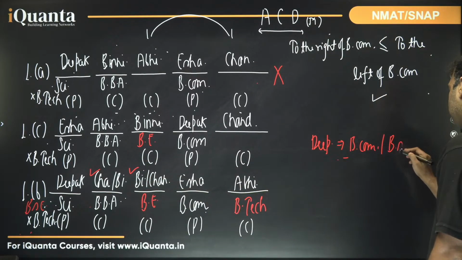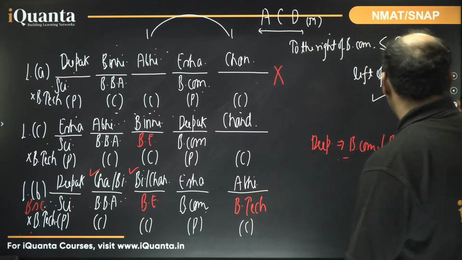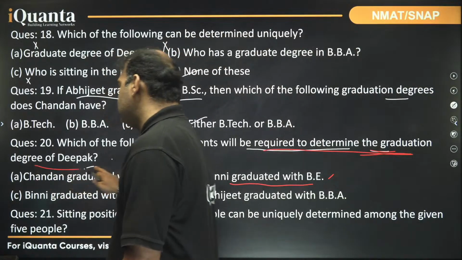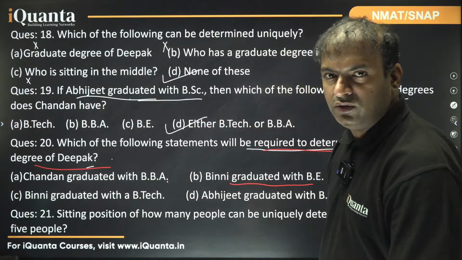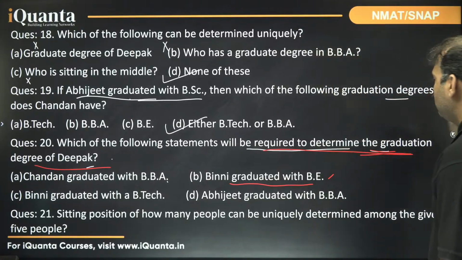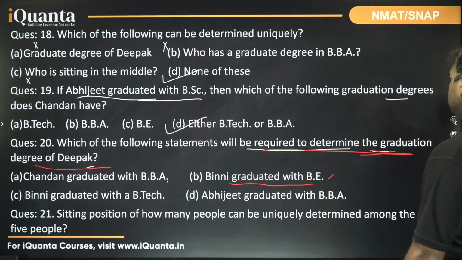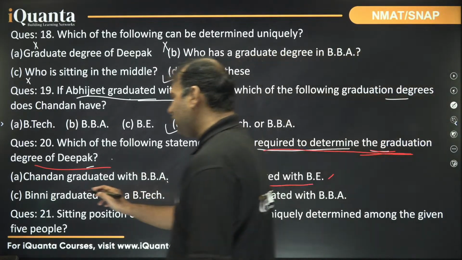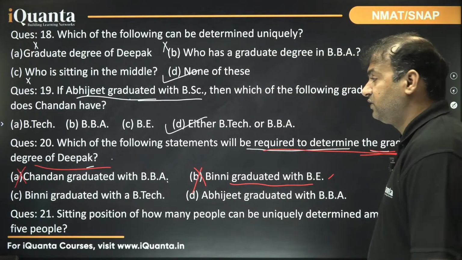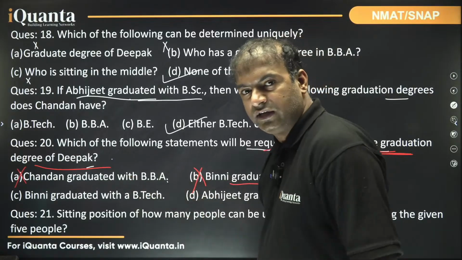So we are able to find the degree of Deepak, but we are not able to find the unique degree of Deepak. The question requires the graduation degree of Deepak, which means we have to find the unique answer, the exact degree of Deepak, which we are still not able to find out. That means statement B is also not sufficient. Statements A and B both are not sufficient to get the answer.